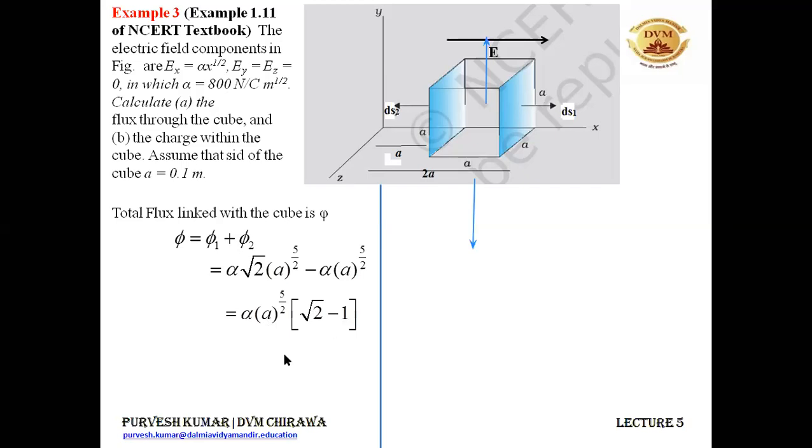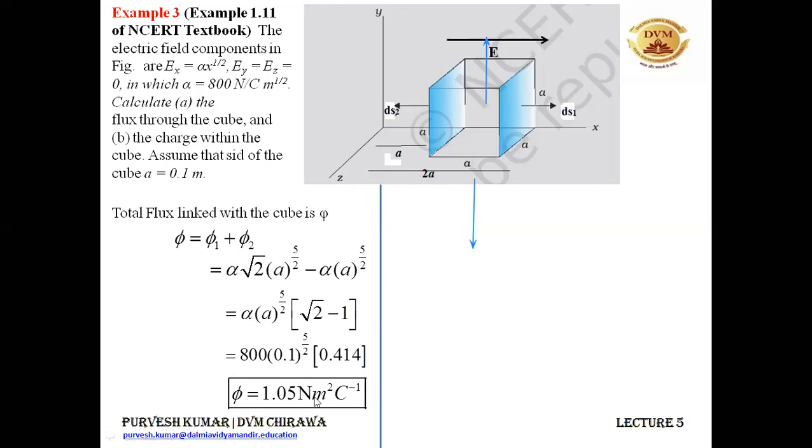So the equation comes like this. Alpha is 800, a is 0.1, and root 2 minus 1 comes out to be 0.414. When you solve this out, you will be getting phi equal to 1.05 newton meter square per coulomb.